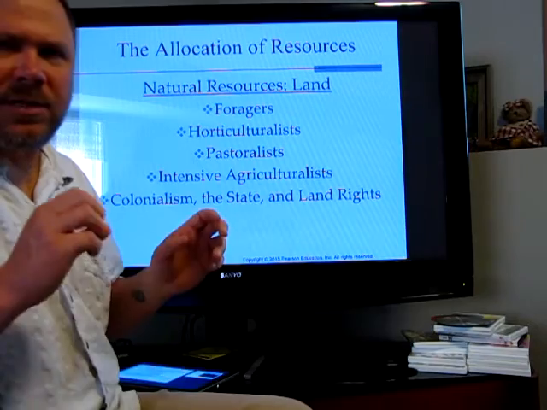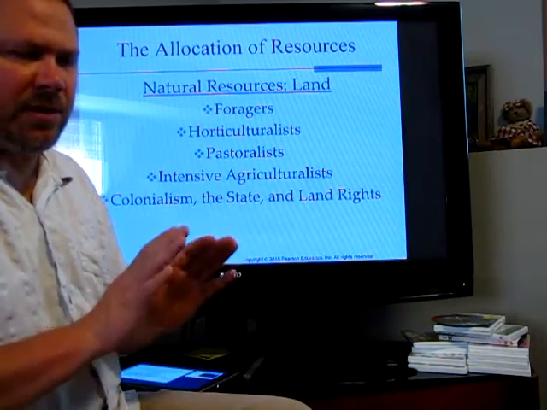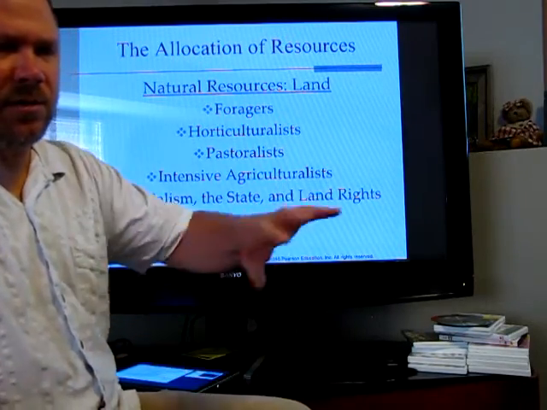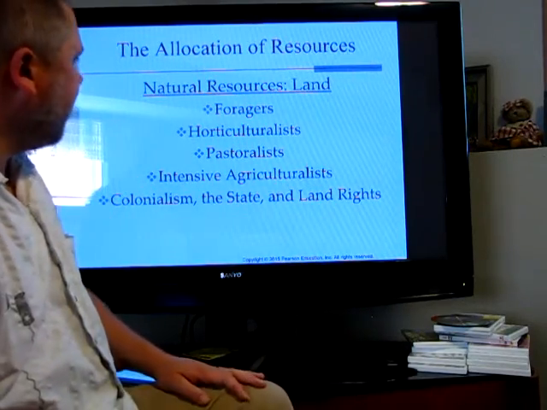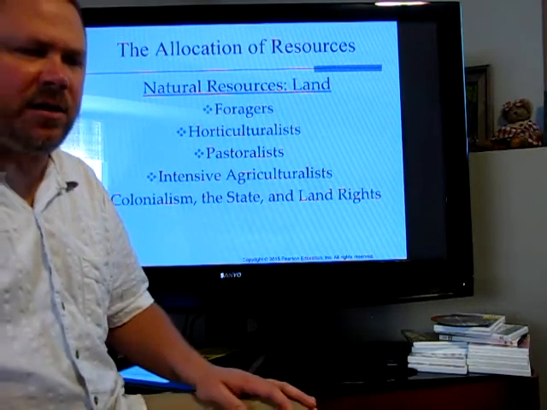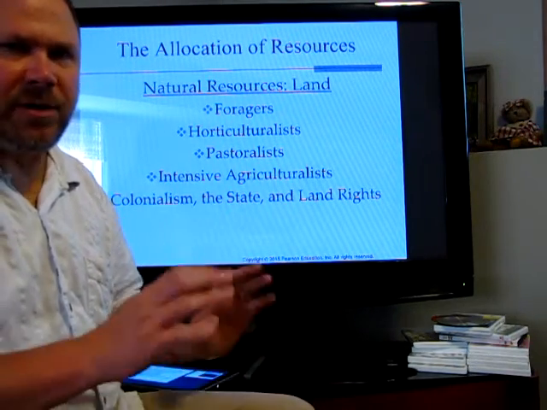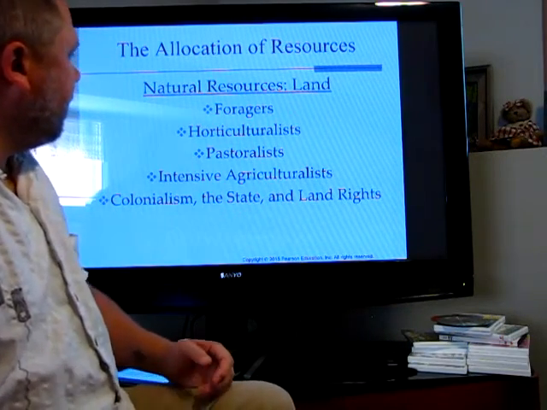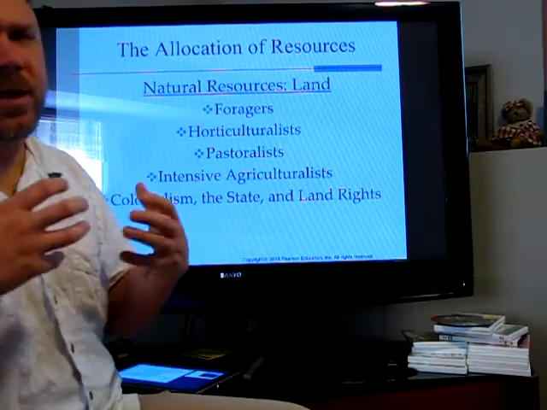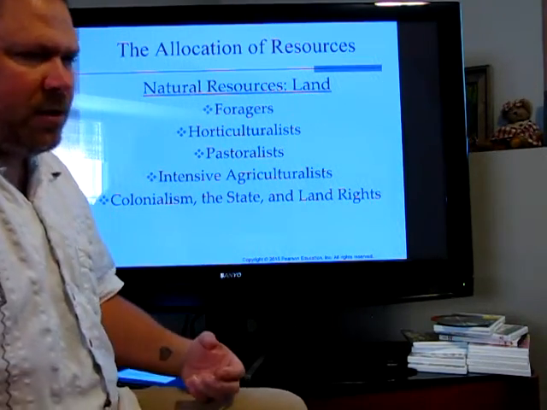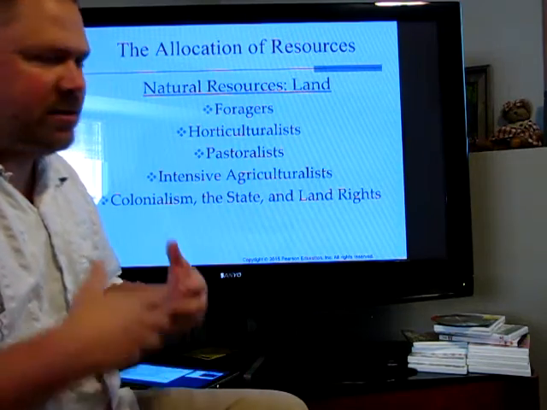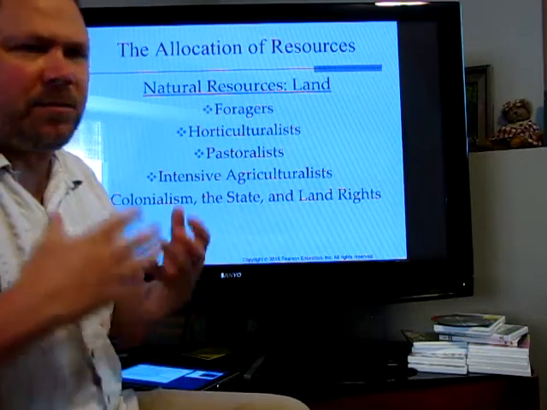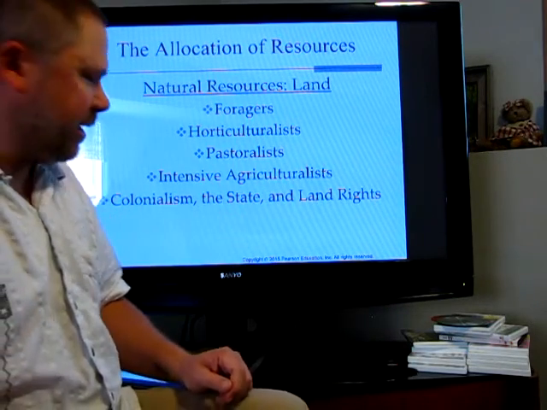Pastoralists, more territories than particular land, so maybe this particular group does herding in this particular territory, and this group stays over here, and that sort of thing. With intensive agriculturalists, they are very much for private ownership of land, because again, they're cultivating the same piece of land over and over again. And as societies tended to grow, and we started to develop countries, European countries, and those sorts of things, and colonialism, land rights became a huge issue.